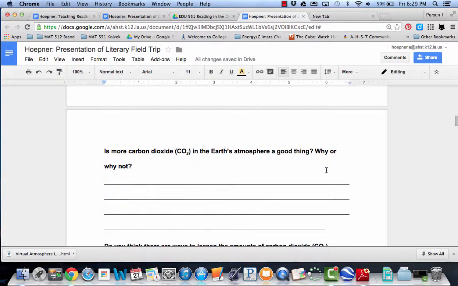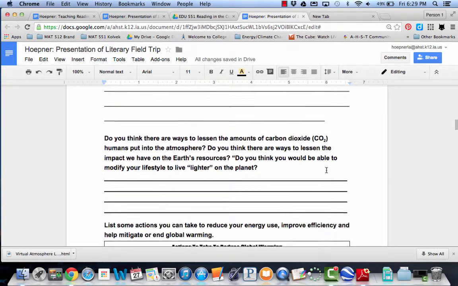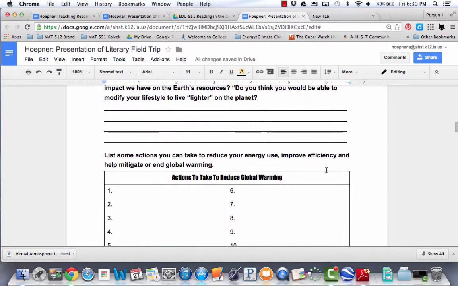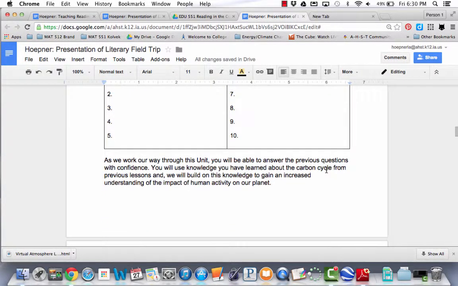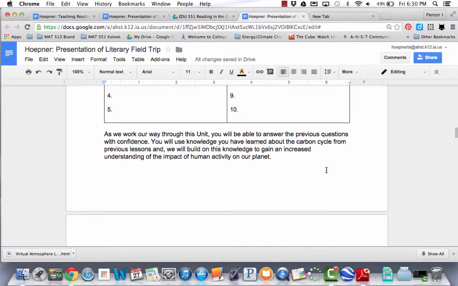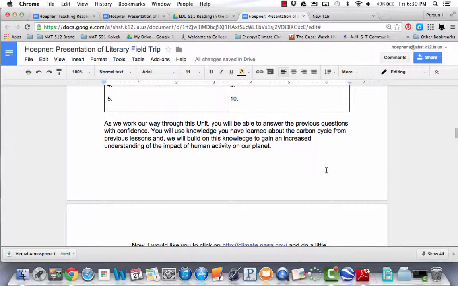And I want them to answer if they think more carbon dioxide in the Earth's atmosphere is a good thing, and why or why not. And then I just have a few more questions on that. And then I will have them list some actions they think they can take to reduce global warming. And as we work our way through the unit, they will be able to answer all these questions with more confidence.